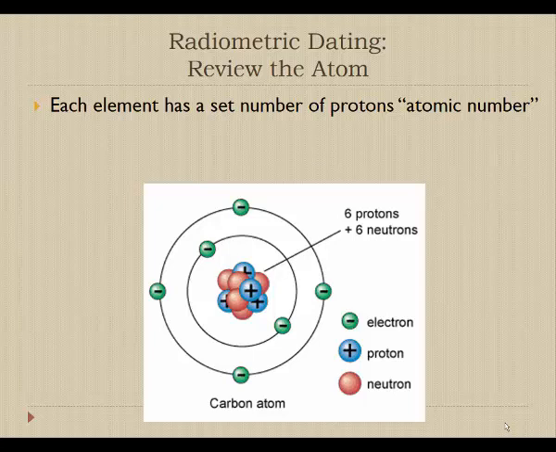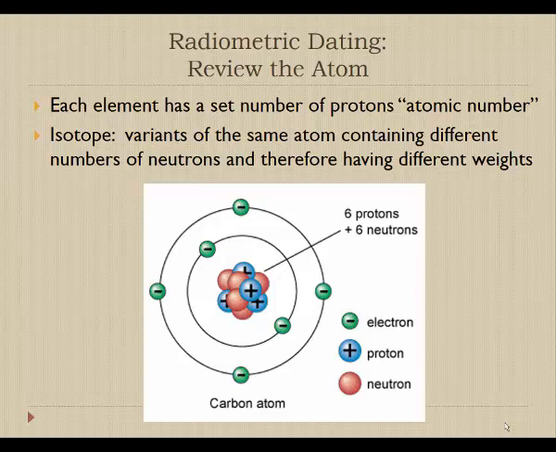So atoms can gain or lose other things. They can gain or lose neutrons, or they can gain or lose electrons, the negatively charged particles on the outside of the atom, and that will make them either an ion or an isotope, as we'll discuss in a minute. But again, if they are a particular element, such as carbon, they will have a very set number of protons that cannot change.